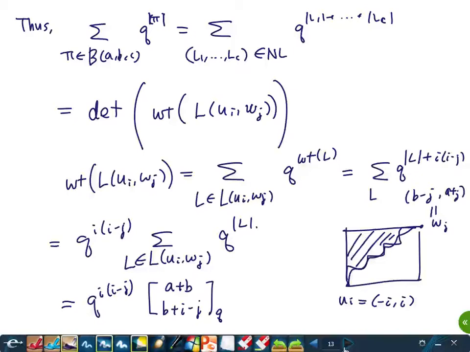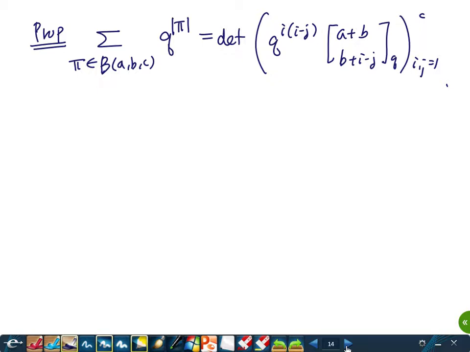This kind of argument is very typical in this plane partition topic. So we will use this more than, I think, maybe one or two times, or more than that. So you will see this kind of argument again, also in your homework. All right, so we express this as a determinant.